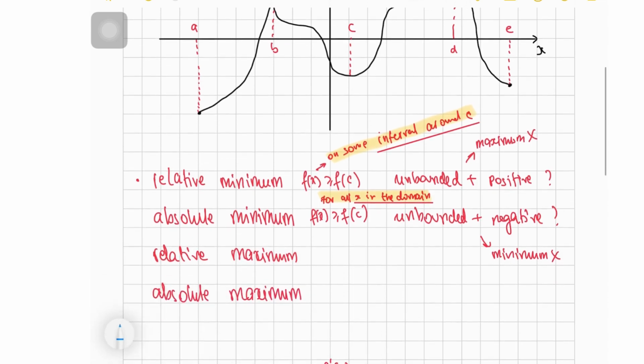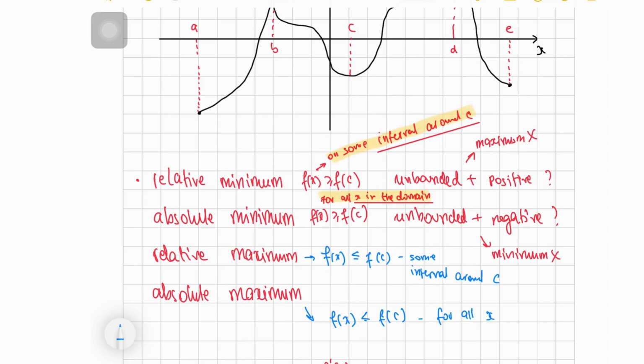Furthermore, we have a relative maximum, that is just that f of x is less than or equal to f of c, again on some interval around c. An absolute maximum if f of x is less than or equal to f of c for all x of the domain.